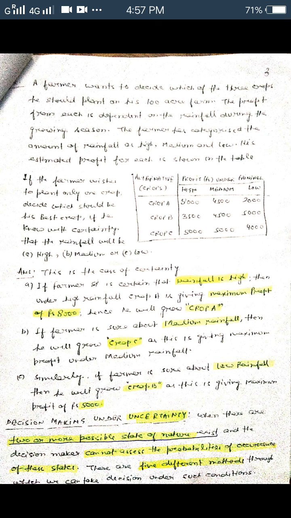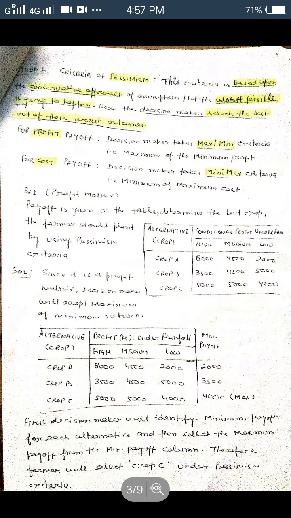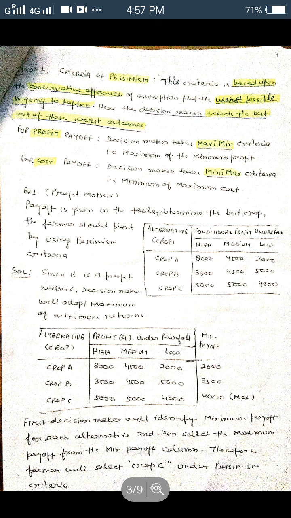In this case, to choose the best alternative from the choices, there are 5 criteria. Number one is criteria of pessimism. This criteria is based upon the conservative approach of assumption that the worst possible is going to happen. Here, the decision makers select the best out of these worst outcomes.